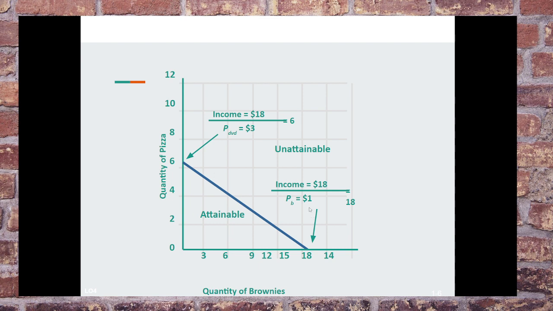Out here, to the right of the budget line, are unattainable. These are points we would like to have, but we can't afford with our budget. Right? So that's how we do a problem for an individual. So you have your attainable and your unattainable.